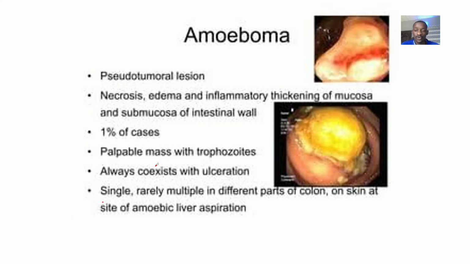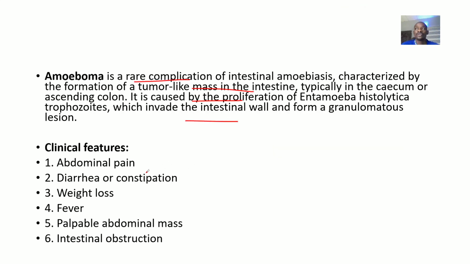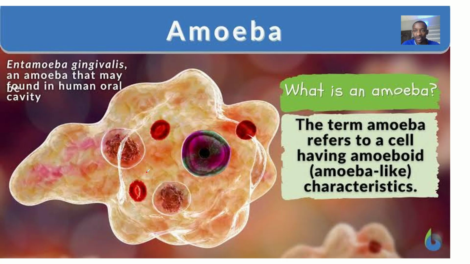So what could be the clinical features for this? You can have things like abdominal pain, diarrhea or constipation, weight loss, fever, a palpable abdominal mass, and intestinal obstruction. All of this could come from an amoeboma.